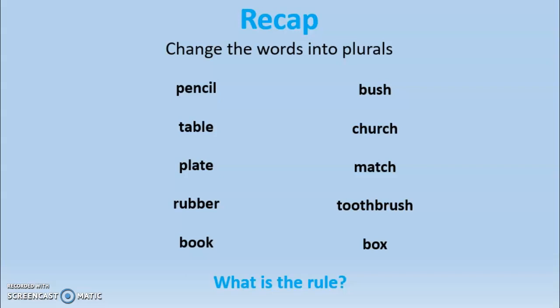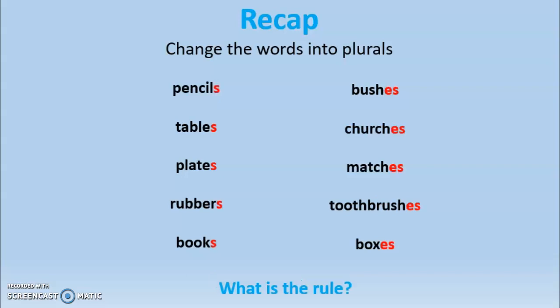Remember the rule. If it only has one phoneme when you change it into a plural, then it means you just add the S. But if it sounds like you have more than one phoneme at the end, it means that you need to add ES. So have a go at changing these words into plurals. You can pause the video, write these down, and then we'll check the answers together. Think about what the rule is.